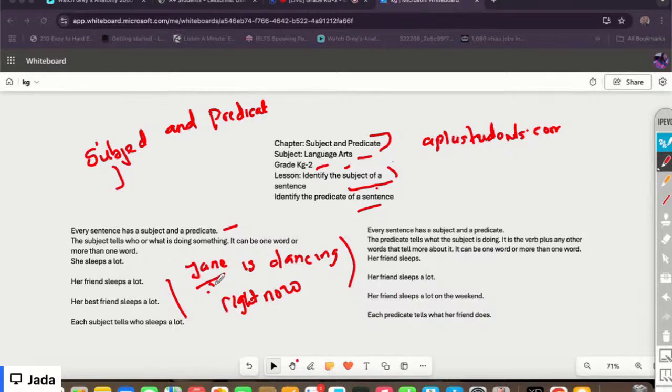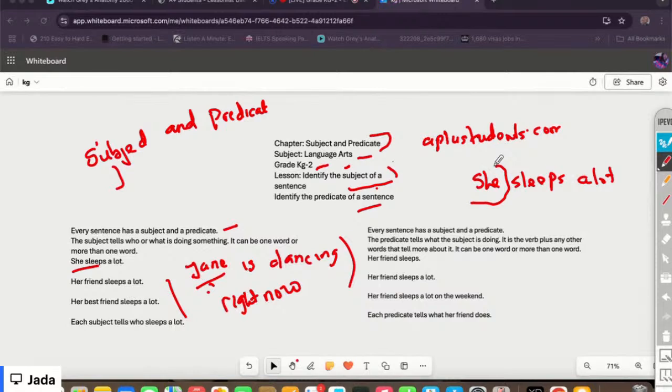So the subject could be one word or it could be more than one word, okay? So it could have a name or it could just have a pronoun as well. So we have an example here which says she sleeps a lot. Now, who is sleeping a lot? We have no idea who is sleeping a lot, right? But we want to figure out who is sleeping a lot in the sentence. Now, she here is the subject.